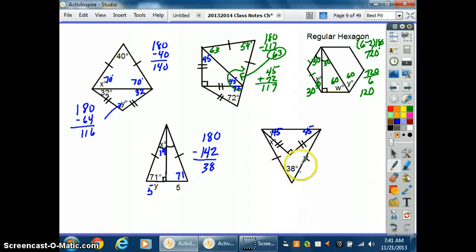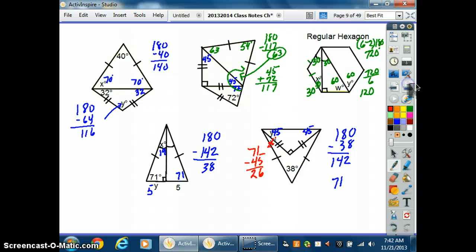If the vertex angle is 38 down here, I'm looking at the large triangle now. I'll take 180 minus 38 and I'll get 142. Half of 142 is 71. So the corner angles equal 71 of the big triangle. So if this equals 71, and I already have 45 degrees here, 71 minus 45 is 26, right? 26.